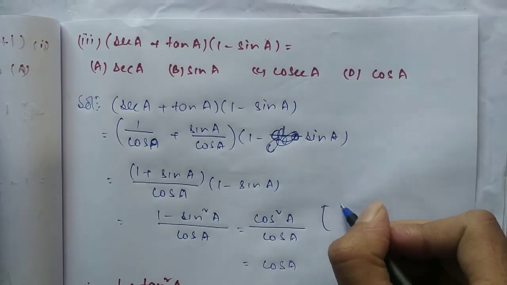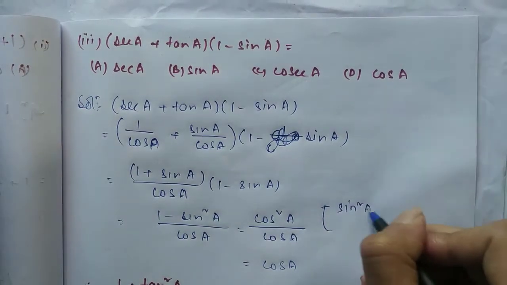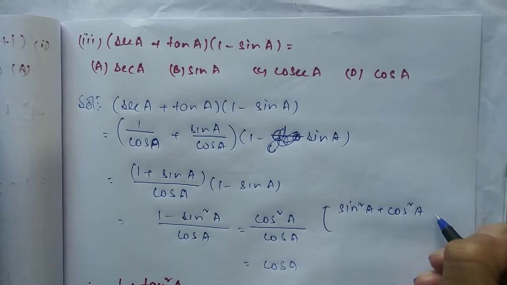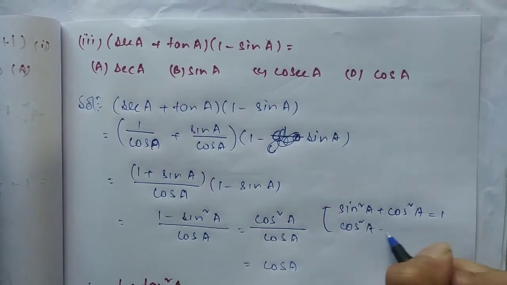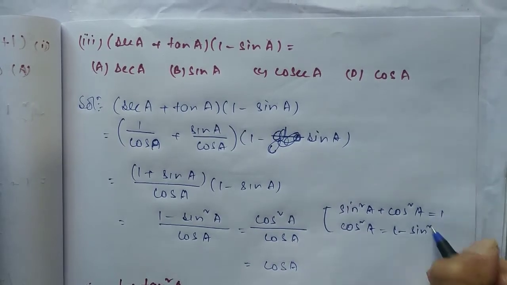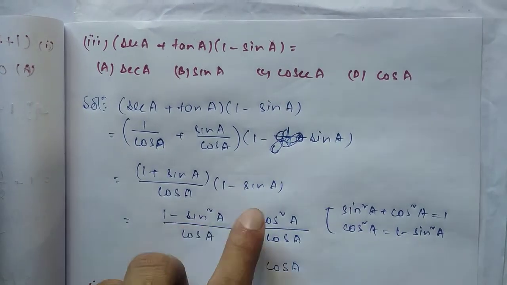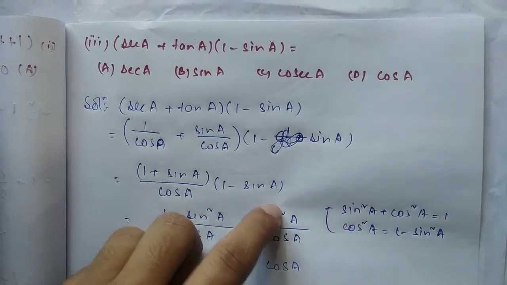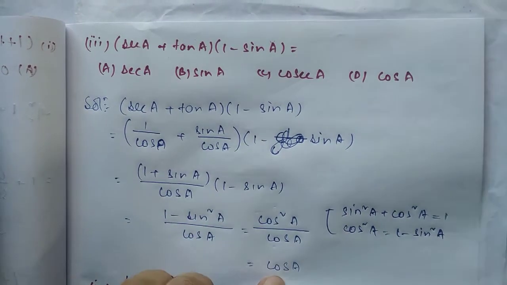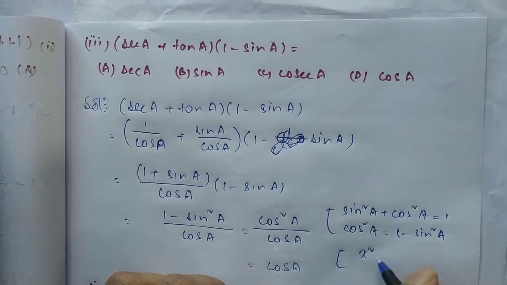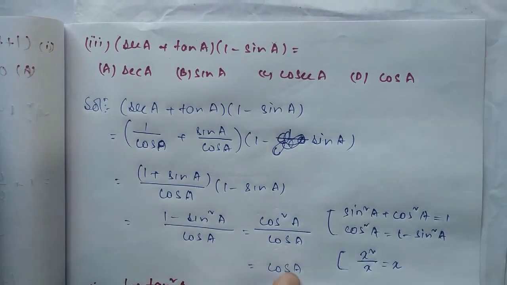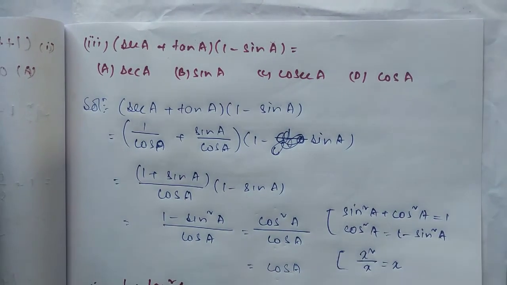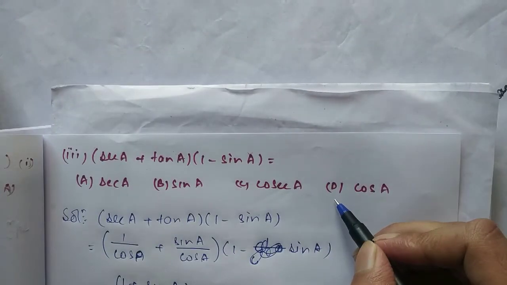And also we know that sin square a plus cos square a is equal to 1. So cos square a is equal to 1 minus sin square a. So in place of 1 minus sin square a, we can write cos square a, and cos square a by cos a, it is cos of a. Like we can write x square by x, it comes out to be x. So cos square a by cos of a, it comes out to be cos of a. So our answer is option number D, that is cos of a.